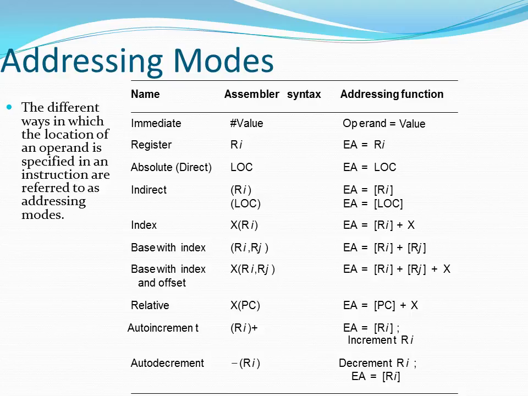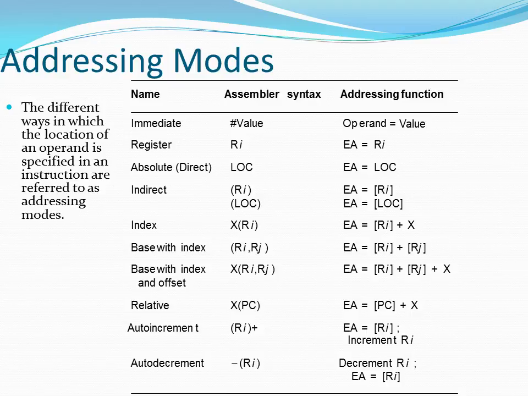And the next one is base with index addressing mode. How can we represent it? Here we use two registers. One is the index register, and the second one is always considered the base register. How do we get the effective address? The effective address is where the operand is present, the memory location that holds the operand. In this addressing mode, we get the effective address by adding the contents of RI and RJ, that is, the index register and the base register. So this is the base with index addressing mode.